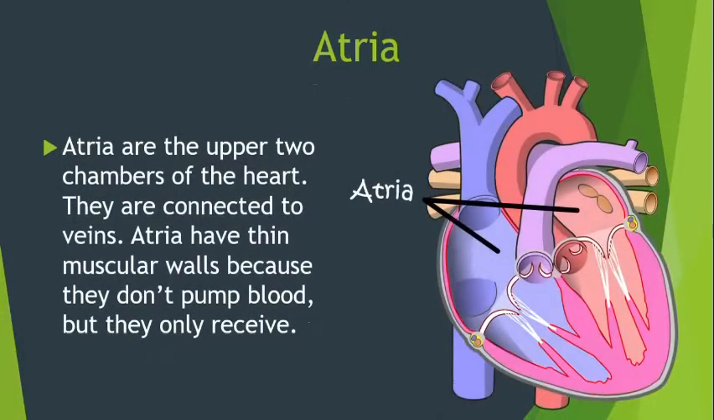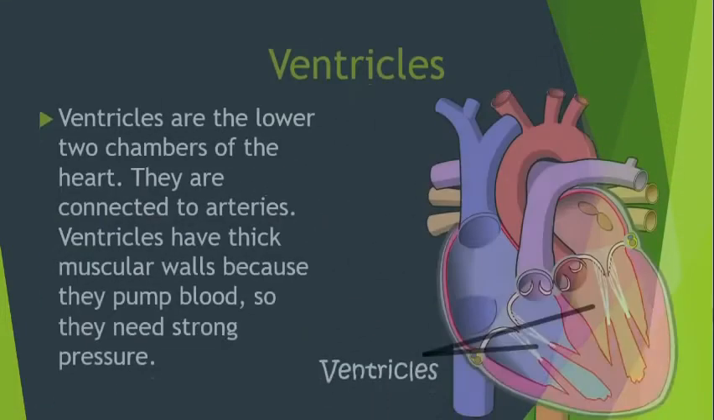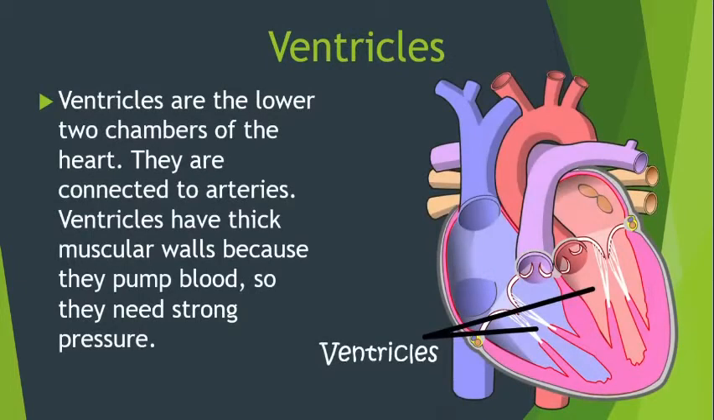Atria. Atria are the upper 2 chambers of the heart. They are connected to veins. Atria have thin muscular walls because they don't pump blood, but they only receive. Ventricles. Ventricles are the lower 2 chambers of the heart. They are connected to arteries. Ventricles have thick muscular walls because they pump blood to the whole body, so they need strong pressure.